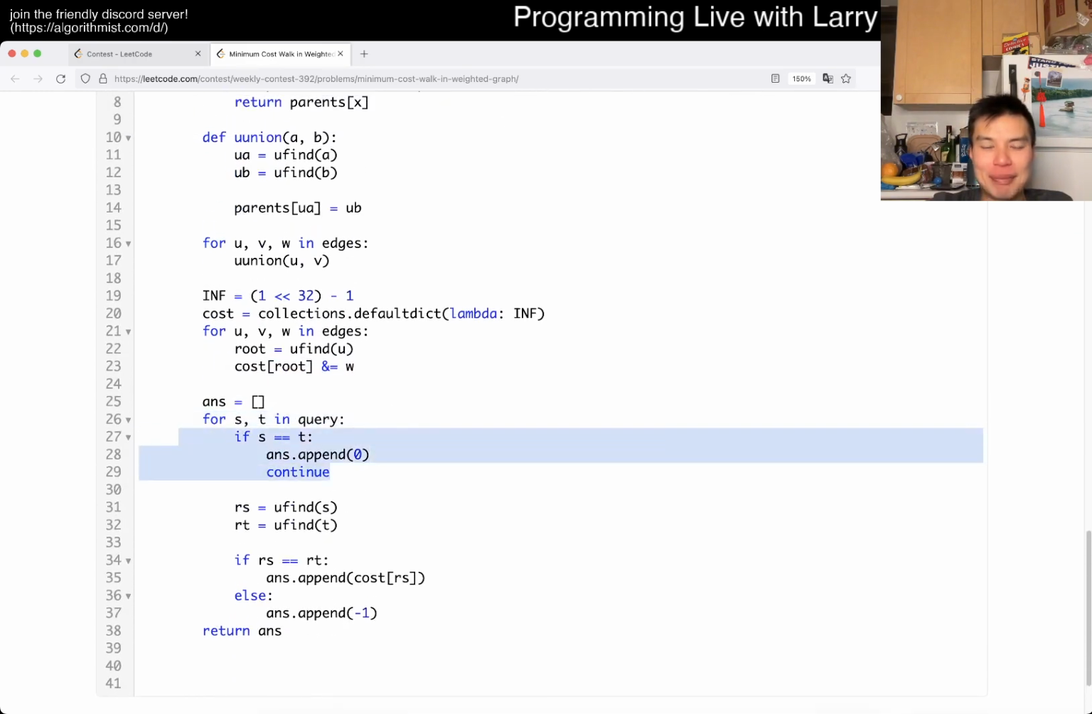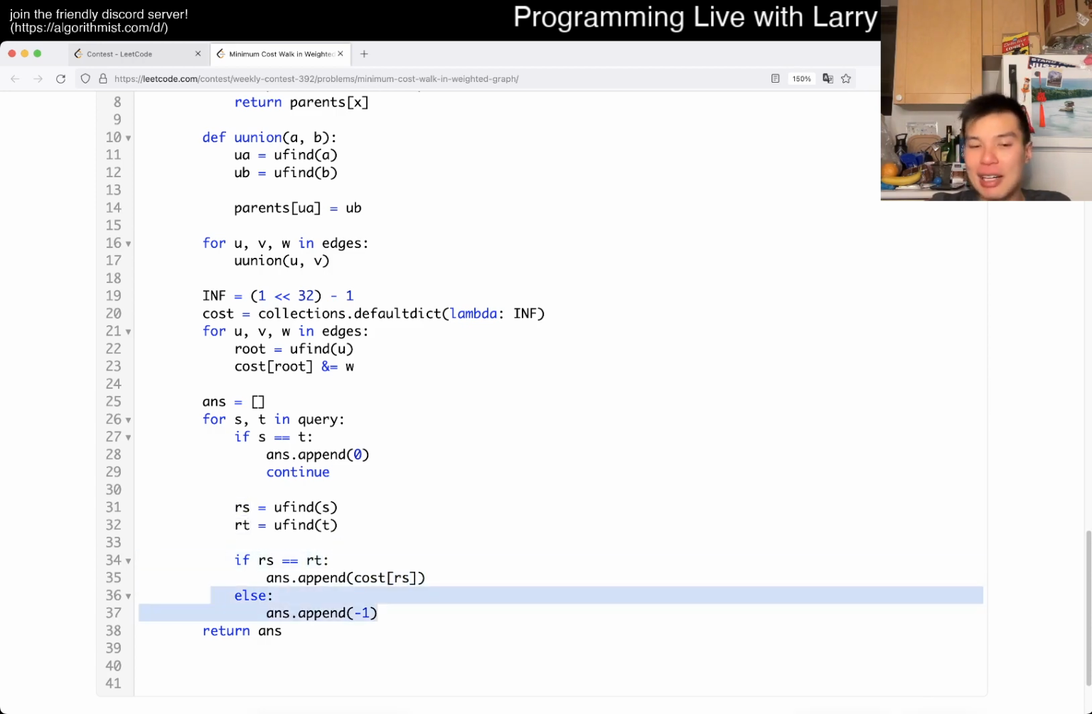Ignoring this for a second, basically we find the component of S and the component of T. If they're in the same component, then you walk through the entire connected component, which is the cost of RS, which is the same as SRT because they're the same. Otherwise, they're not in the same connected component, so the answer is -1 because they're just not connected, right?